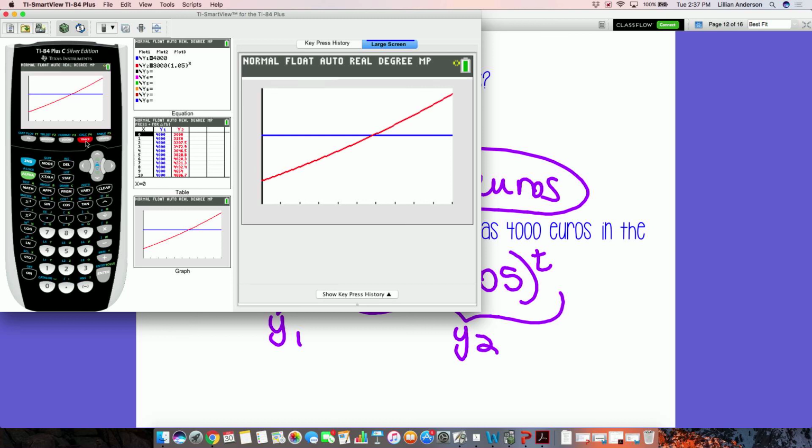Second trace, 5. And then what do I do after I go to second trace? That's not my answer. You go over until you get right over where it intersects, and then you press enter 3 times. So it's 5.9.